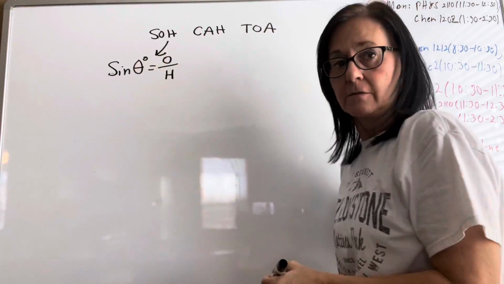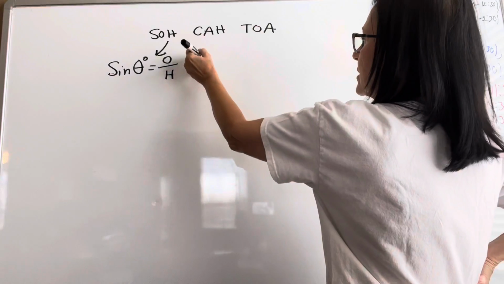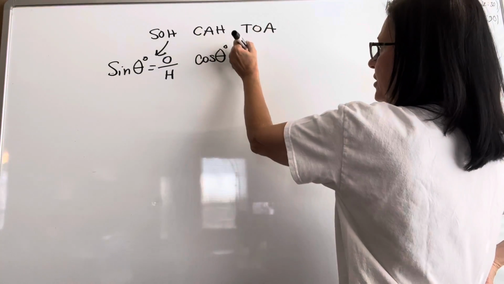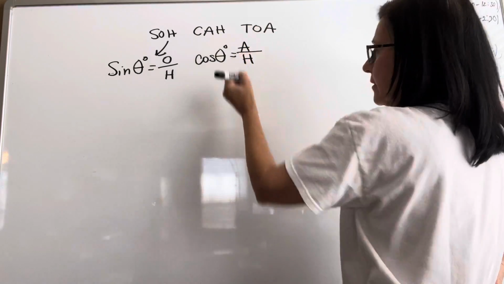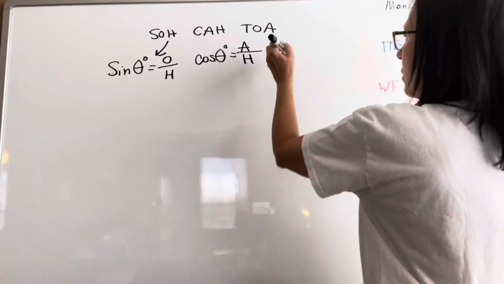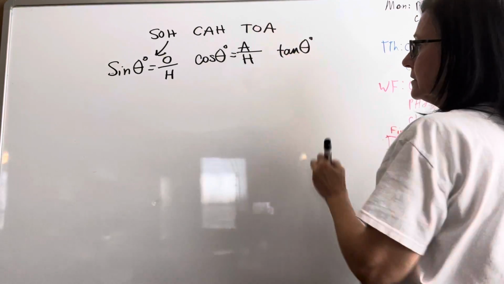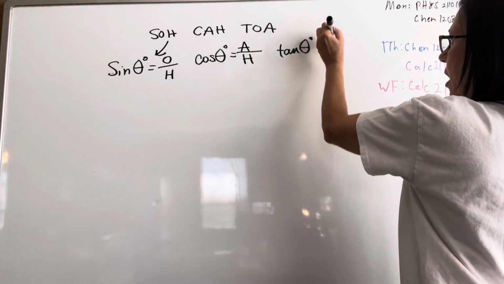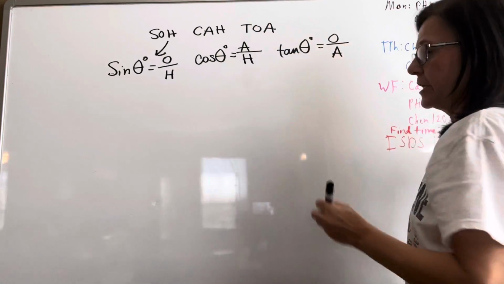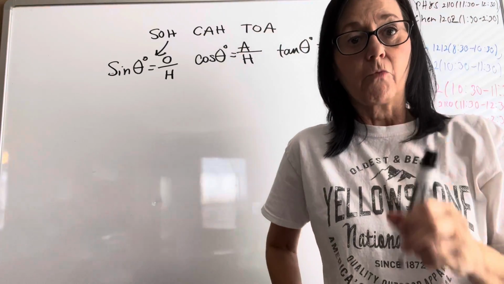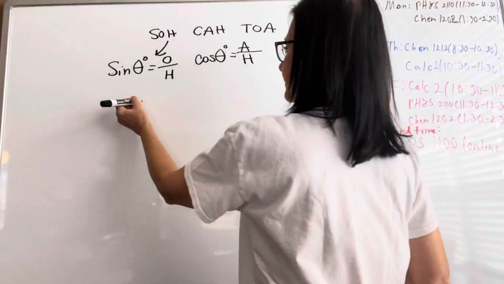the hypotenuse. The cosine of any angle equals the length of the adjacent side over the length of the hypotenuse. The tangent of any angle equals the length of the opposite side over the adjacent side. We use these trig ratios with right triangles.